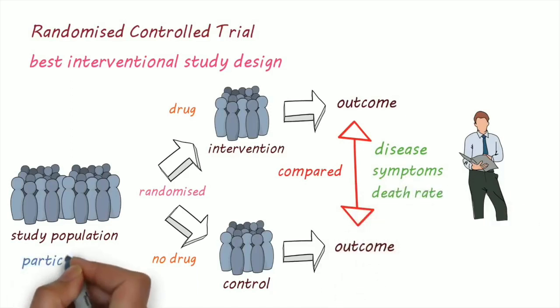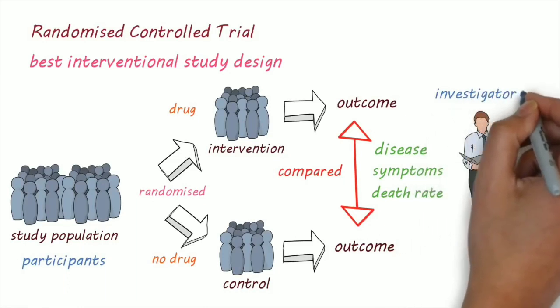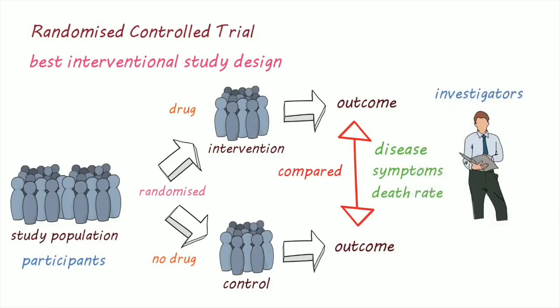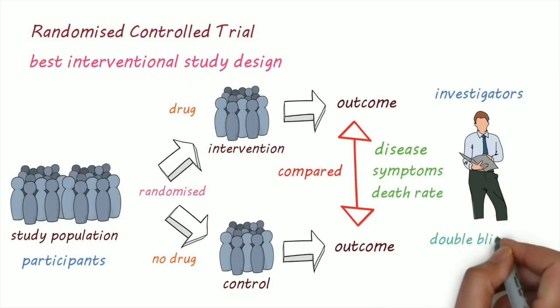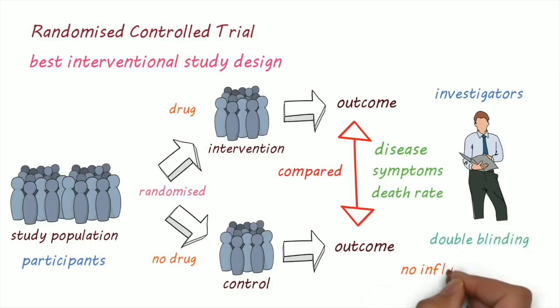Ideally, neither the participants nor the investigators should know which group received the intervention. This is called double blinding and ensures that neither of them can influence the outcome of the study.